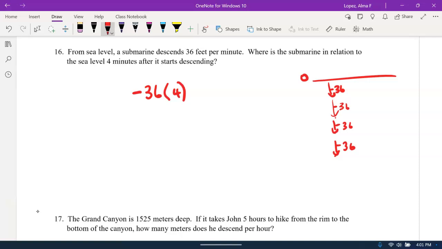When I multiply those two together, and I'm not going to show all that, it's going to go down 144. And you can check that by adding those together if you want to. But I want you to get to the point where you understand that negative 36 is the distance it's going down every minute. I need 4 of those minutes. So I get negative 144 feet below sea level.